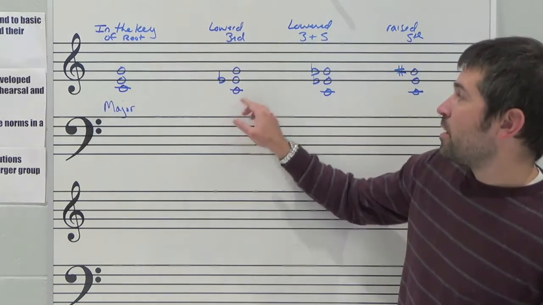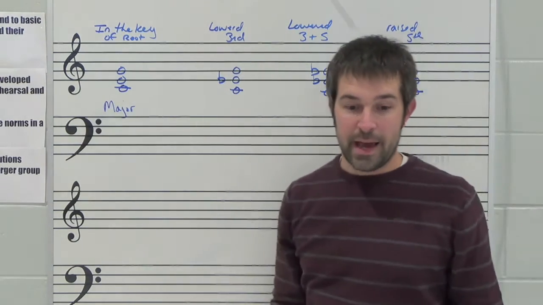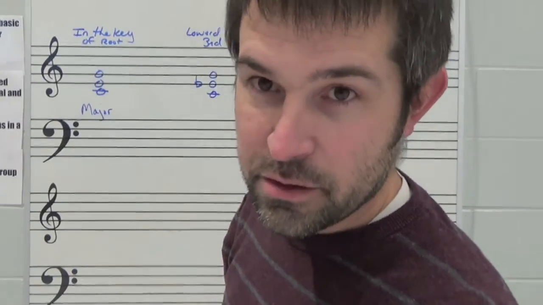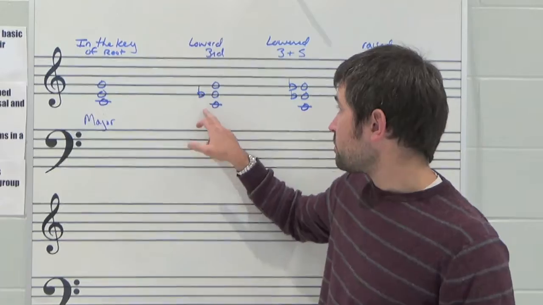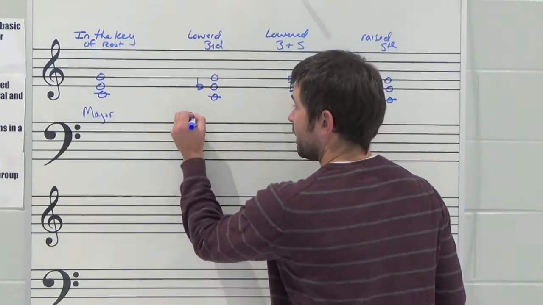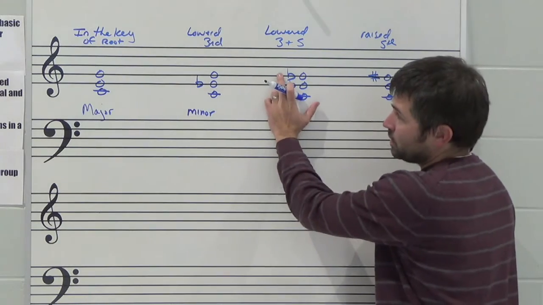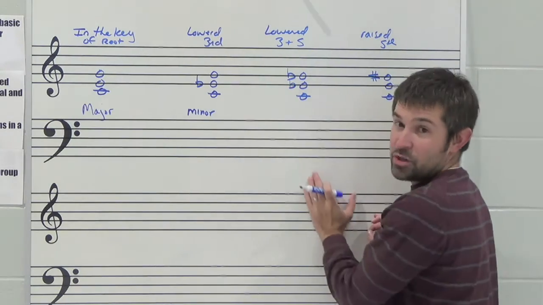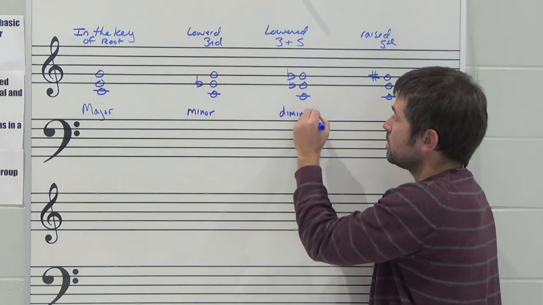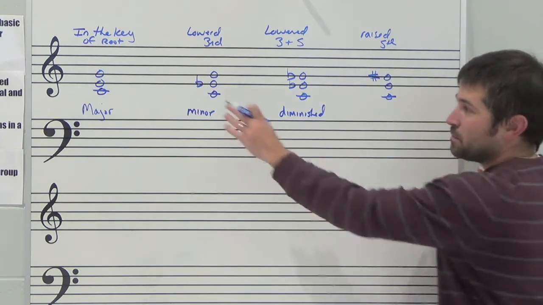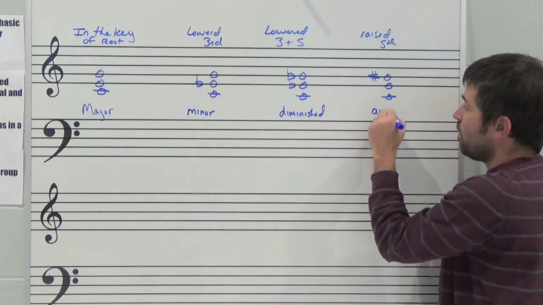Okay? If the third of the root, third and fifth is lowered, more flat, if it's supposed to be sharp but it's natural, or it's supposed to be natural but it's flat, if that third is lowered, this is the minor triad. If we have a lowered third and a lowered fifth, in this case E flat and G flat, this is the diminished triad. And then compared to the major, if we have a raised fifth, this is the augmented triad.